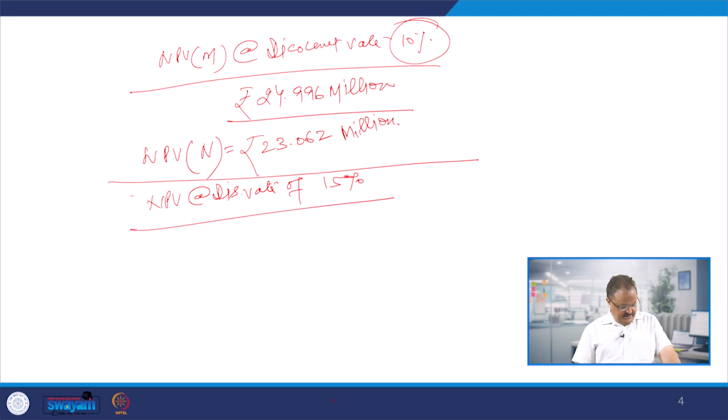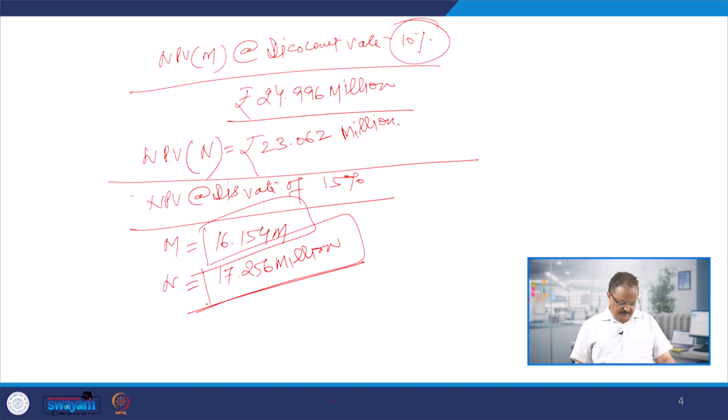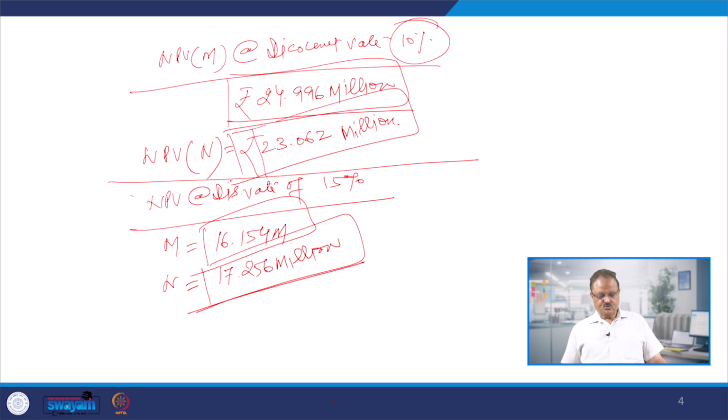If you want to calculate the NPV, the NPV of the project M is, I can give you the value here, 16.154 million, right? And for project N at the 15% discount rate, the NPV is 17.256 million, right. So, one is going to give you 16.15, the other is going to give you 17.256, and at the 10% discount rate, this is 24.996, and for the project N this is going to be 23.062. So, these are the NPVs available.